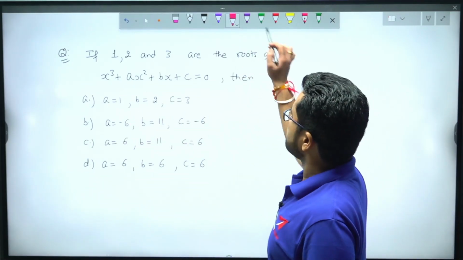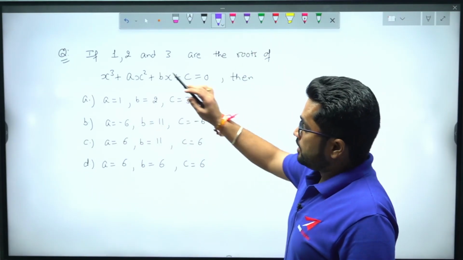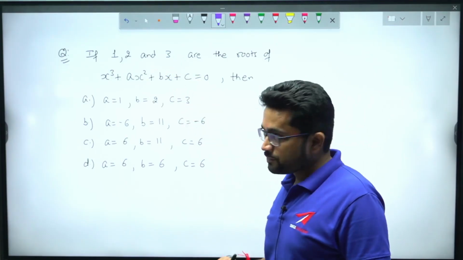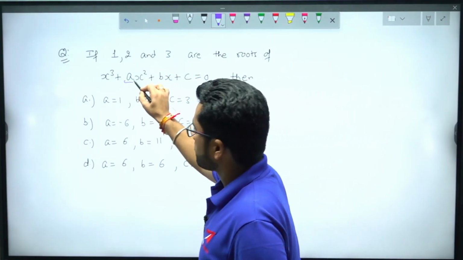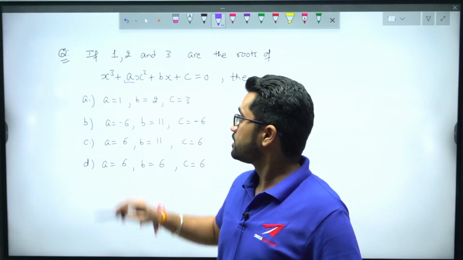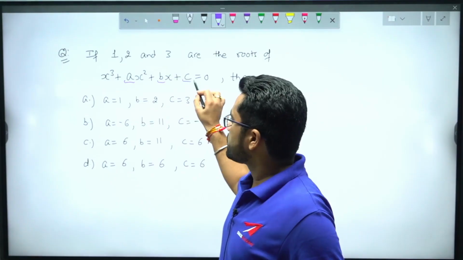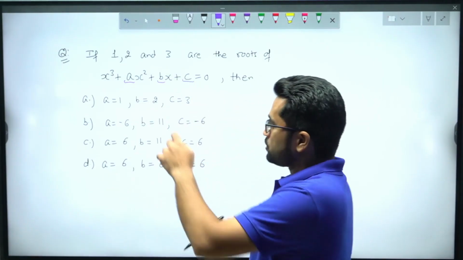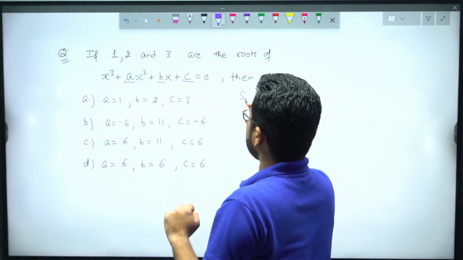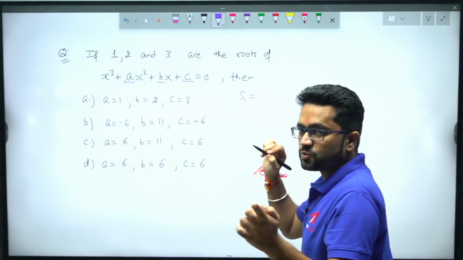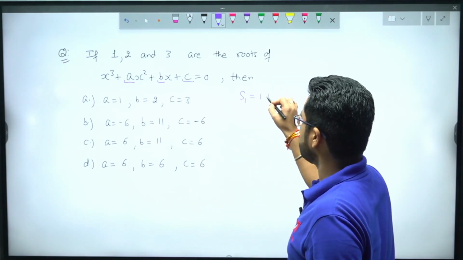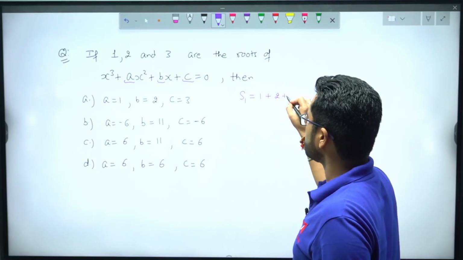Okay, now let's see. Guys, 1, 2 and 3 are the roots. What is A? The coefficient of x square. What is B this time? Coefficient of x power 1. What is C? The coefficient of x power 0. So first thing, I'll write the S1. Guys, what do you mean by S1? S1 is simply sum of roots taken one at a time.